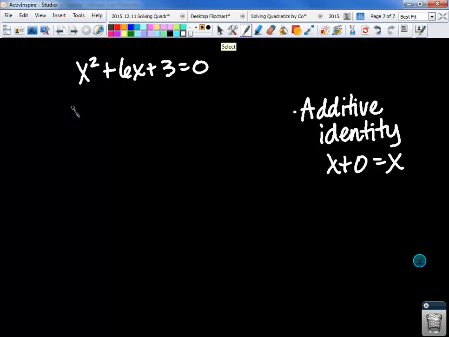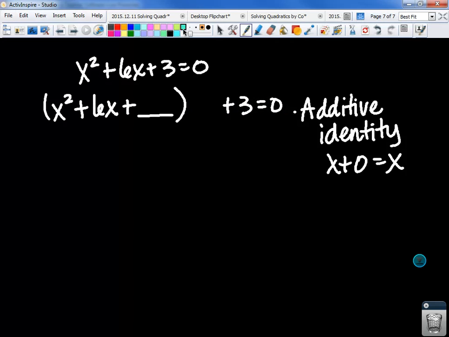So let's see here. I'm going to have x squared plus 6x plus some value that will complete the square plus 3 equals 0. Since the value that completes the square is 9, because half of 6 is 3, and 3 squared is 9, if I add 9, I must also subtract 9. And that is adding in my 0.